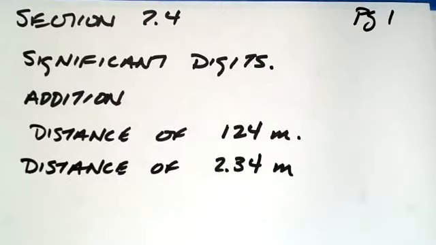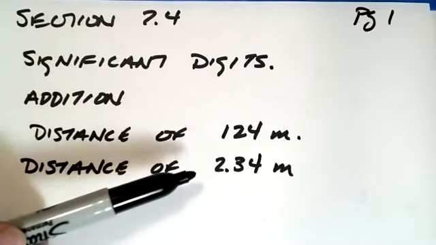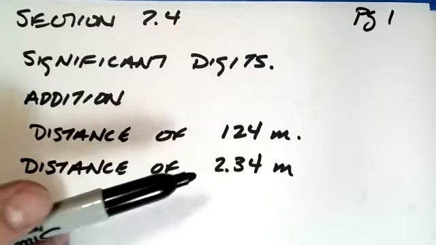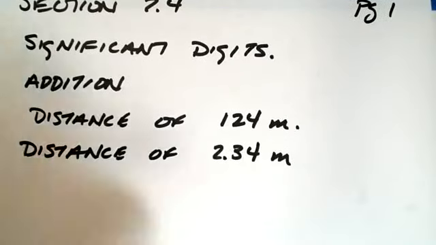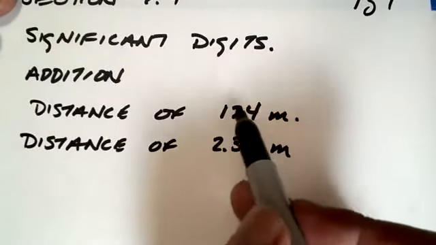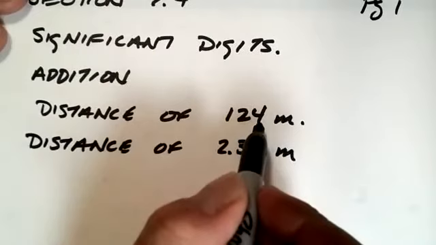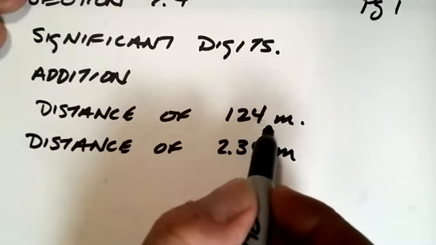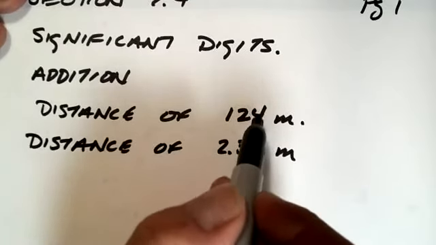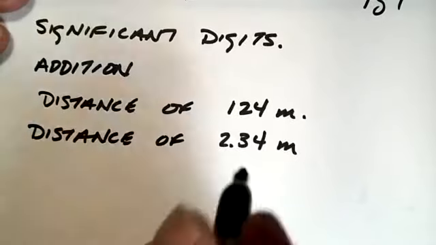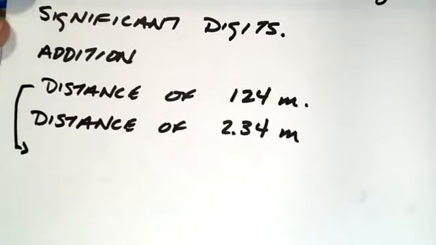So the question is, if I wanted to add these two numbers together, what is the result? Well, first off, I think what we need to understand about this number here is that it is accurate to a meter. The digit of significance is sitting right here before the decimal point, the last digit of significance. So anytime we're doing a measurement, this distance is not just 124.